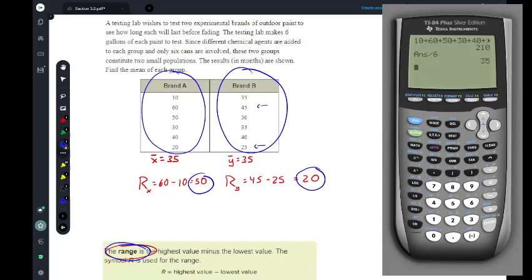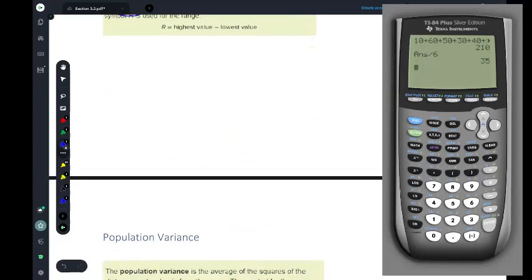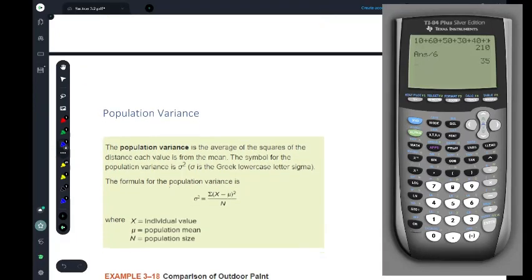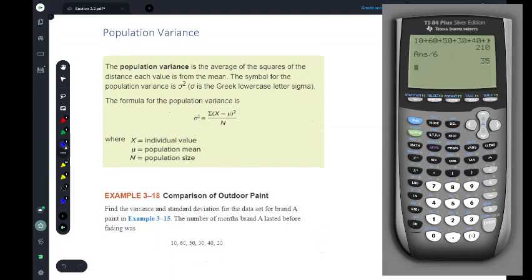Let's refine this idea a little bit more, okay? Because we actually have a very specific calculation for this thing called variance, and we'll do an example of this. Let's take a look at this box right here. It says this: the population variance is the average of the squares of the distance each value is from the mean. There's a mouthful. Let's dissect that here in a moment.